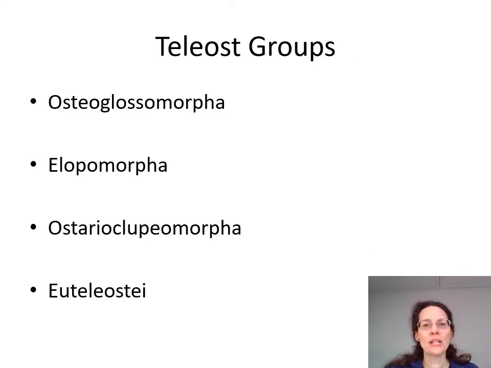That leaves our 4 major groups of teleosts, our osteoglossomorphas, our alapomorphas, our astereoclupiomorphas, and our Euteleostii. So we'll look at each of those groups and try to give you an overview, some of the major characteristics and some examples, so maybe it'll help you to figure out who these groups are a little bit more.